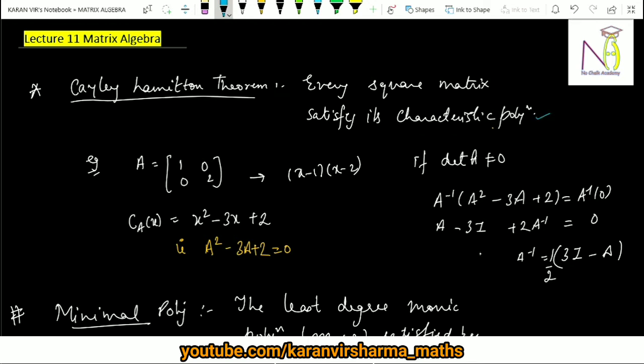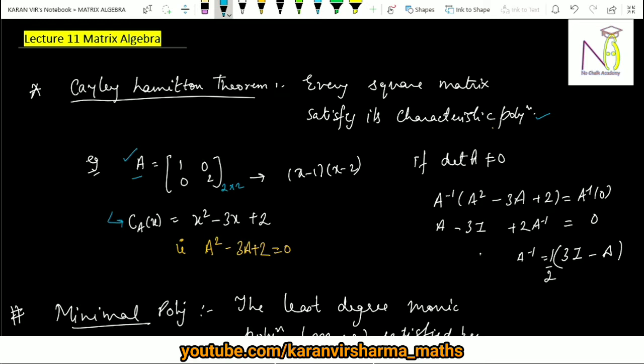So what does it mean? That if we have a matrix, for example A is a matrix of order 2 cross 2, and if I write the characteristic polynomial corresponding to A, what will it be? That will be x square minus trace. So that is how we write a characteristic polynomial corresponding to a 2 cross 2 matrix.